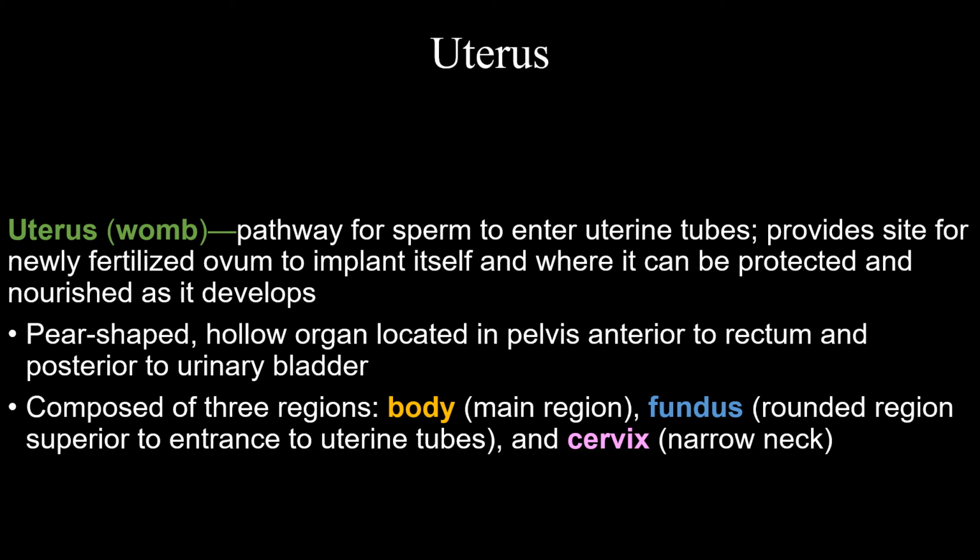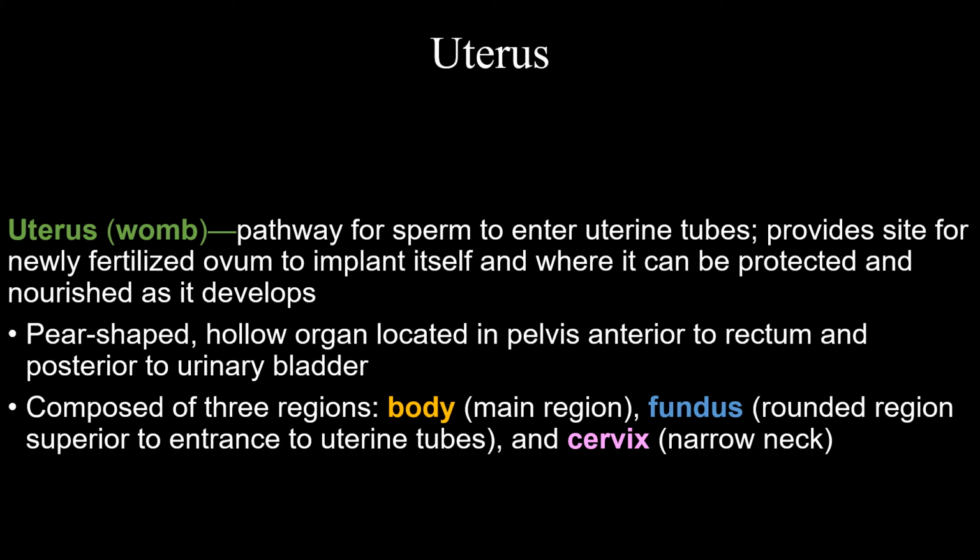And outside of all that, you have three regions of the uterus. The main portion is the body, and this is the rounded region superior to the entrance of the uterine tubes. You also have the fundus. I'm sorry. This is the rounded region superior to the uterine tubes. You also have the cervix, or the narrow neck, that projects into the vagina inferiorly. And the body is the location between these two.